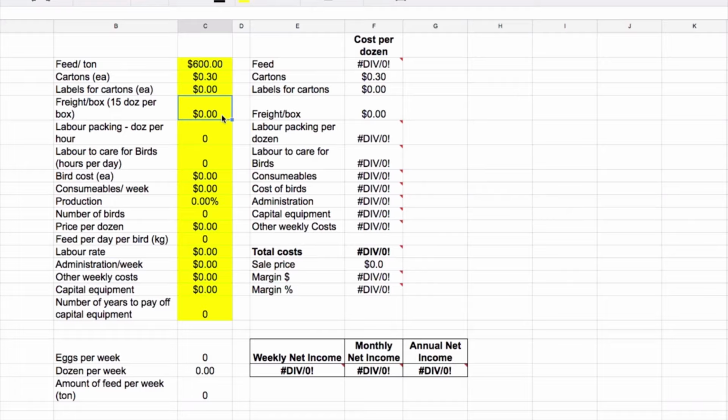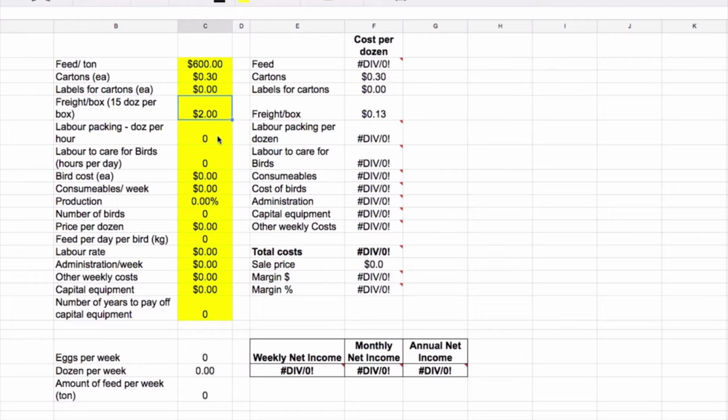Freight per box, meaning 15 dozen. I just put $2. That wouldn't be like paying a courier. That would be to cover your costs. Let's say every Thursday you go to town and do your egg deliveries, and you deliver 10 boxes of eggs, and that costs you $20 worth of fuel or time or whatever. So it ends up being $2 a box. Again, it is what it is. Yours might be $5. It might be free because you sell all your eggs at the farm gate.